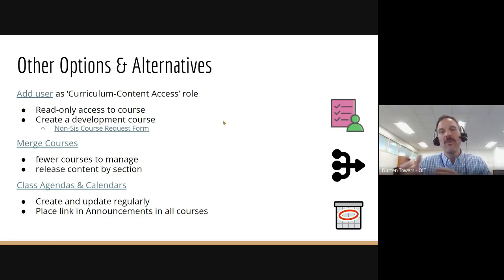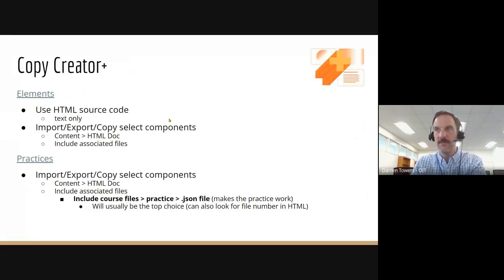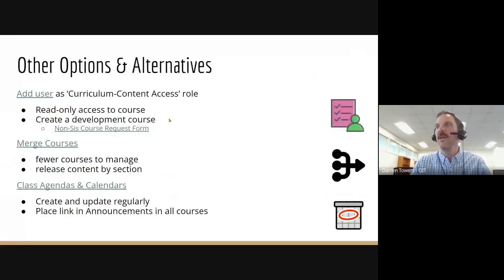Another role that you can add a user to your course as is what we call curriculum content access. Sorry, I'm trying to highlight it here. There we go. So you can choose that role in your class list. Add a participant and choose that role in your class list. This would give the user just read-only access to your course. They wouldn't be allowed to create anything. They would just be allowed to copy from your course.